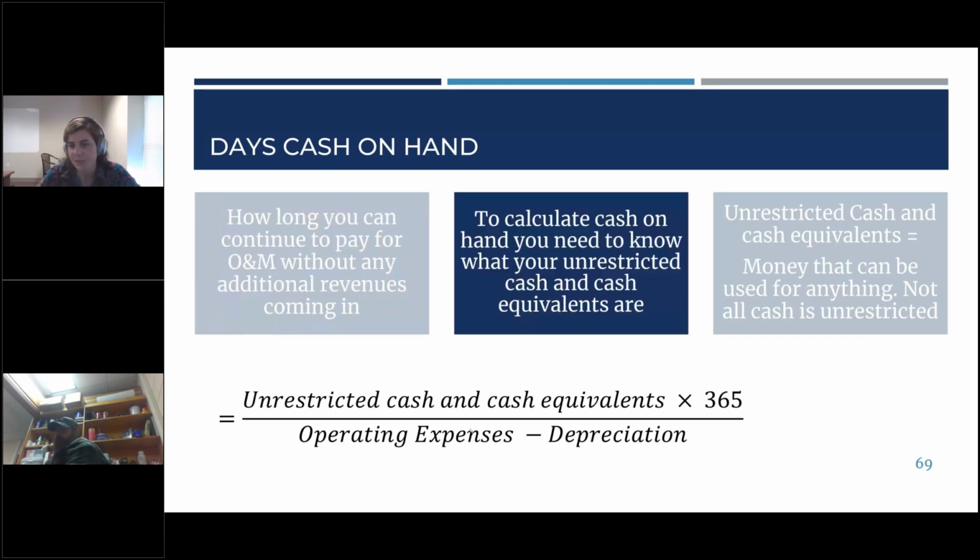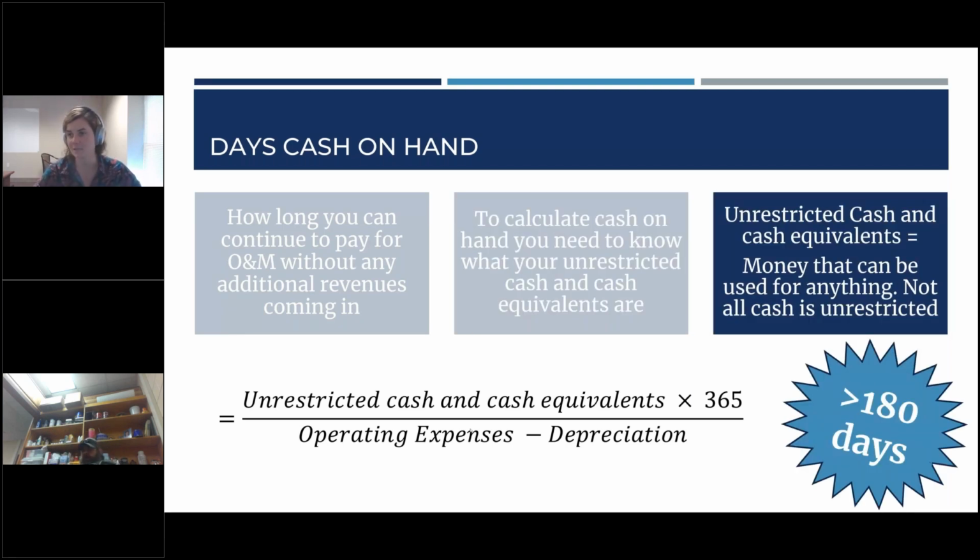To calculate days cash on hand, you need to know what your unrestricted cash and cash equivalents are. Basically, that is the money that hasn't been committed to anything, the money that isn't restricted, right? It can be used for any of the needs associated with the system. The number that we typically recommend is greater than 180 days. This is really just a utility or industry standard, I suppose, for a recommendation for days cash on hand.